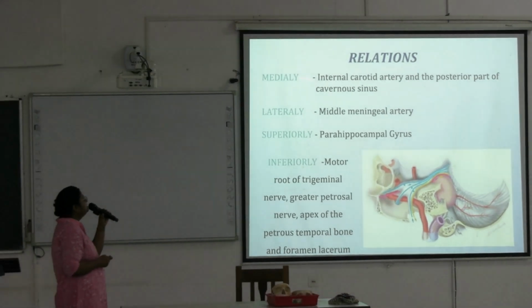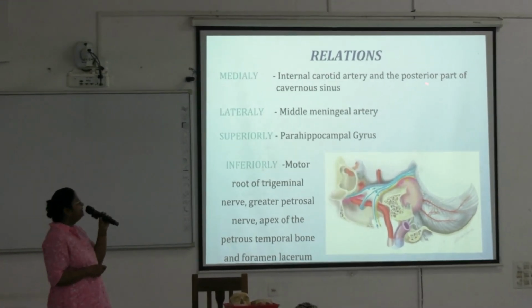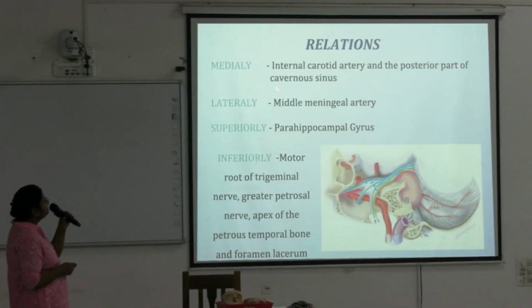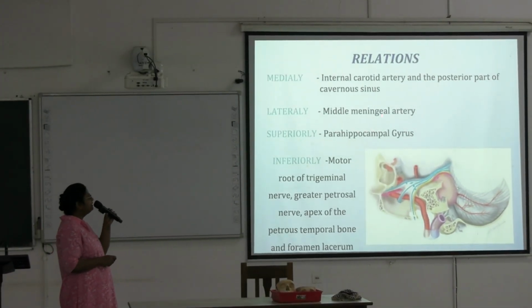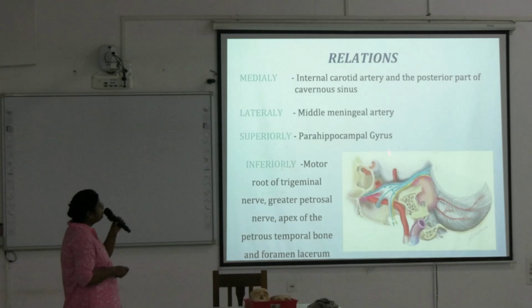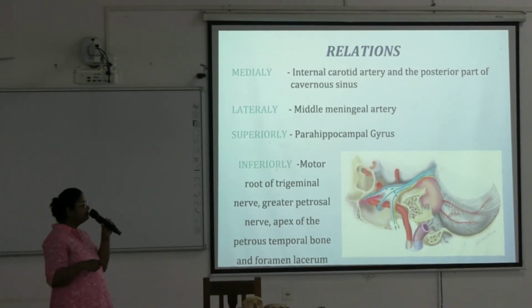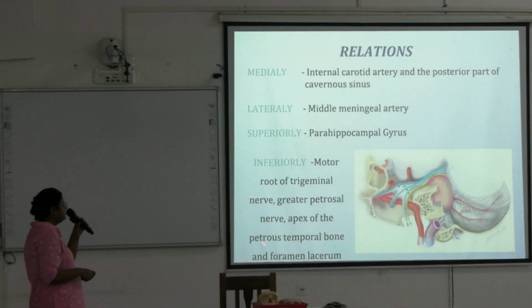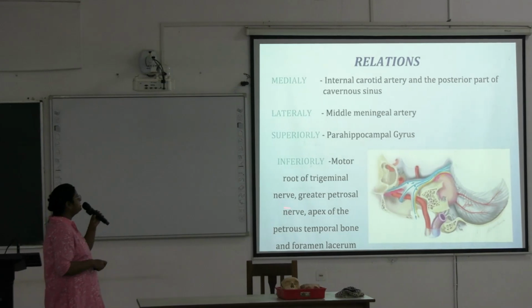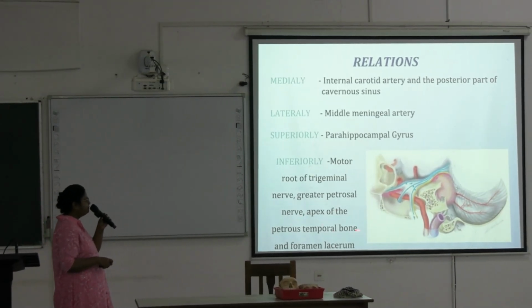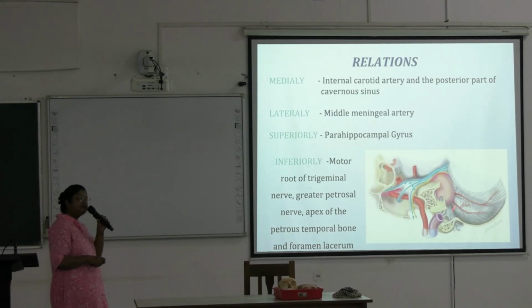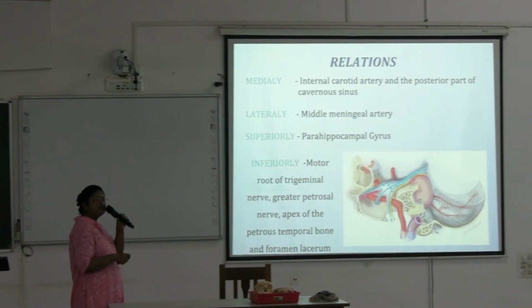So relations: medially internal carotid artery and the posterior part of the cavernous sinus. Laterally there is the middle meningeal artery, superiorly the parahippocampal gyrus seen in the base of the brain, and inferiorly there will be the motor root of the trigeminal nerve, greater petrosal nerve, apex of the petrous part of the temporal bone and foramen lacerum. So all these are the relations.